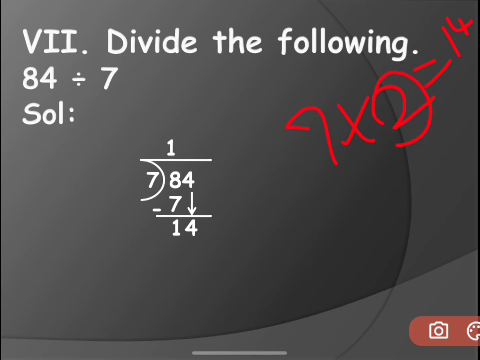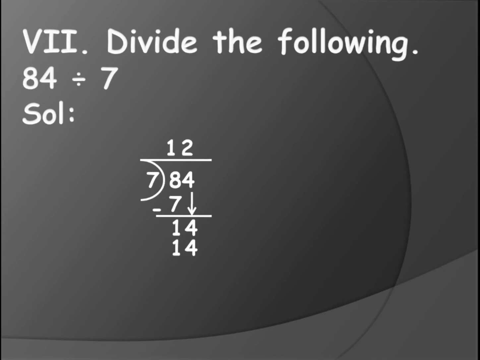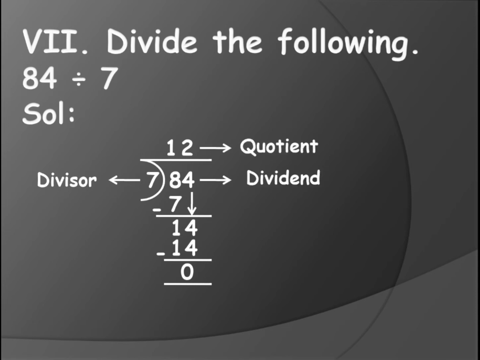So this 2 you will write here, and this 14 you will write down here, and you will subtract. Okay, 2 14. Now what do we have to do? Subtraction, isn't it? Now 14 minus 14 will be equal to 0, isn't it? So in this way you need to do the division. Now which is your divisor? 7 is your divisor. Which is your dividend? 84 is your dividend, and 12 becomes your quotient. Okay, 12 is your quotient, and remainder is 0.